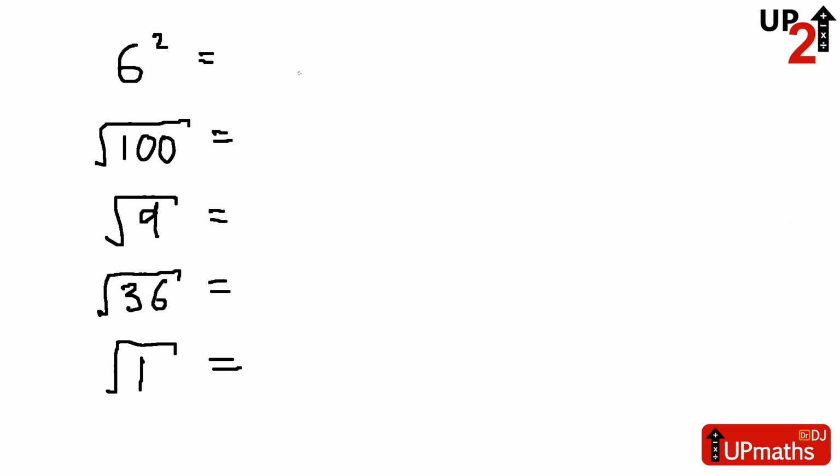Five quick questions here. Have a go at them in your own time if you like. You could pause the video. 6 squared is 36. By the way, squared is the opposite of square root. What's the square root of 100? It's 10. Why? Because 10 times 10 is 100.